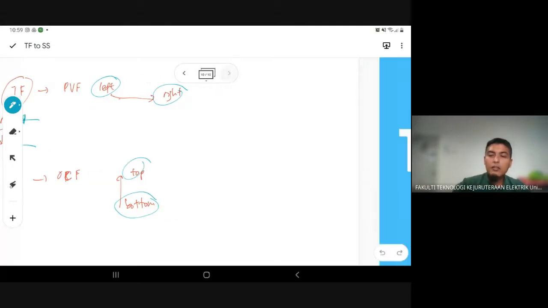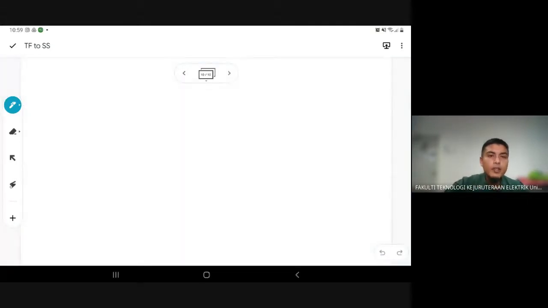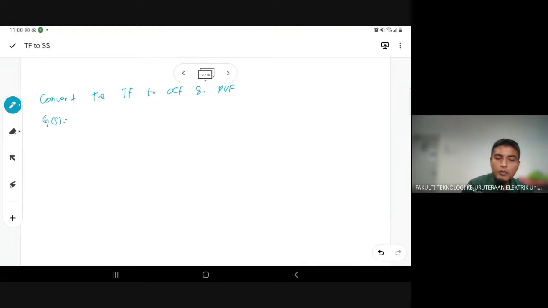So for the exercise, I want you to convert this transfer function to the OCF and PVF. Convert the transfer function to OCF and PVF. G(s) equals s plus 3 over s cubed plus 4s squared plus 5s plus 6.